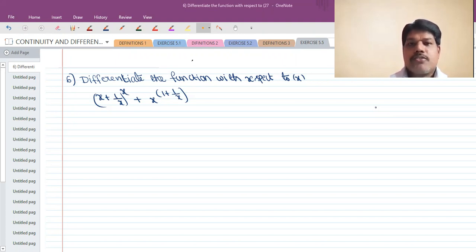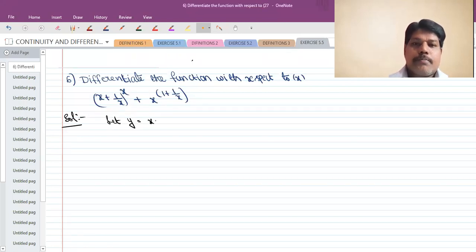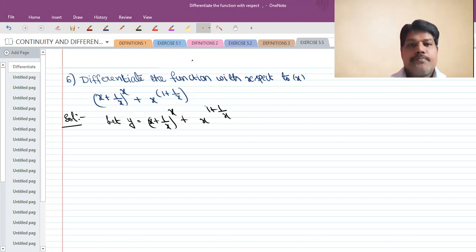(x + 1/x)^x + x^(1 + 1/x). So first, students, let y be equal to the given function: y = (x + 1/x)^x + x^(1 + 1/x). Here I observe that the first function and the second function are both in the form f(x) to the power g(x). For this type of question, you have to take each function separately.